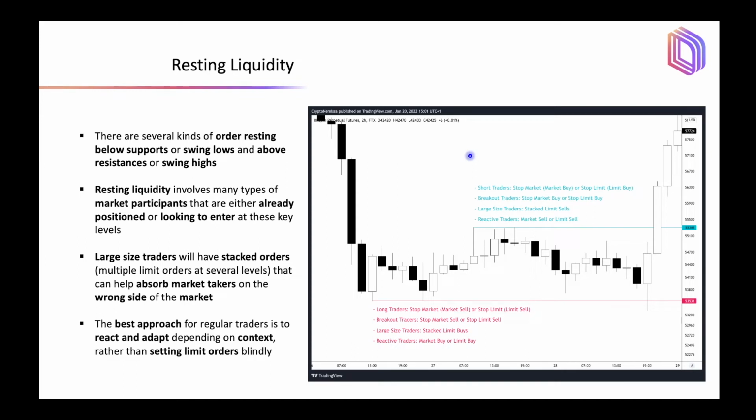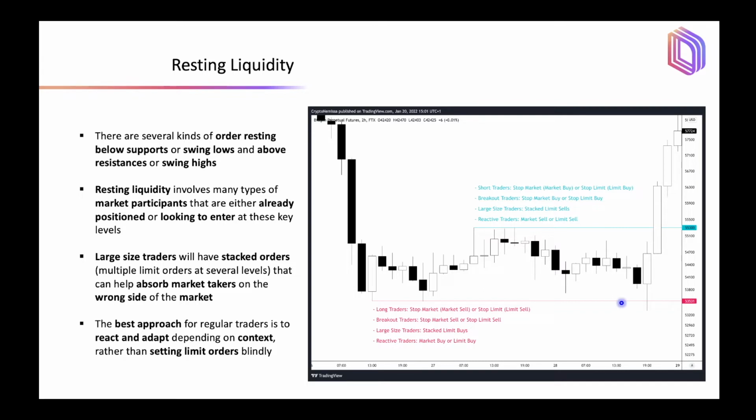Regarding resting liquidity, what we want to talk about here is the type of orders resting below support and above resistance. Here in this example, we have a support level with a double bottom. The first source of liquidity is going to be long traders, longing from here for example, and they're going to place their stops below support. And the stop for a long trader is going to be a sell order.